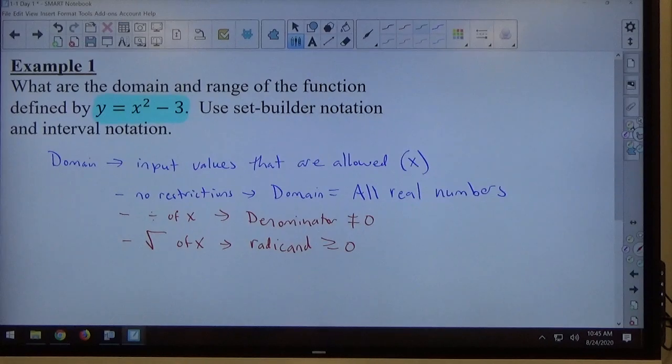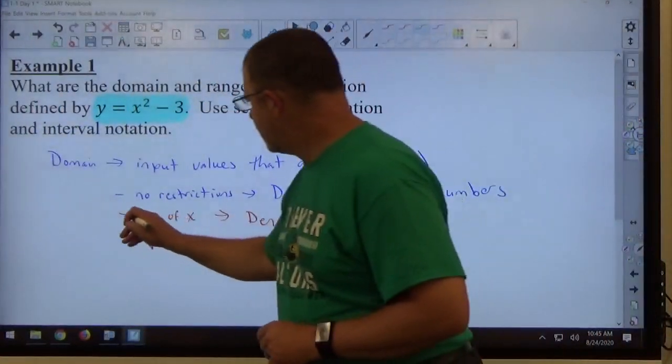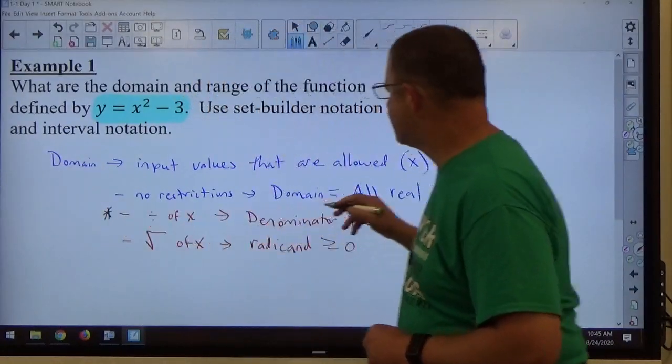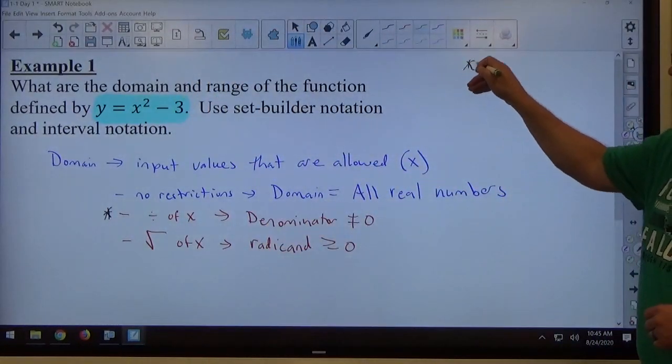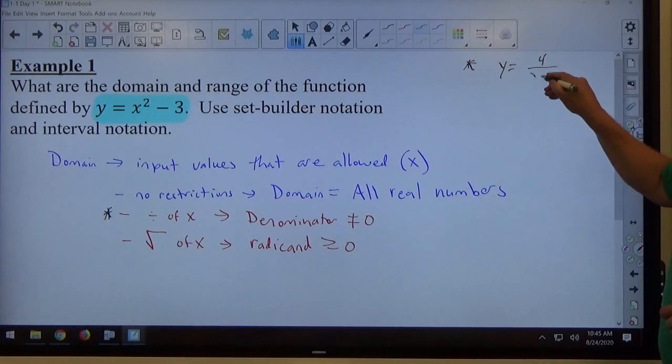Let me give you an example of both of those. So I'll do this one in black. If I have y equals 4 over x minus 3.